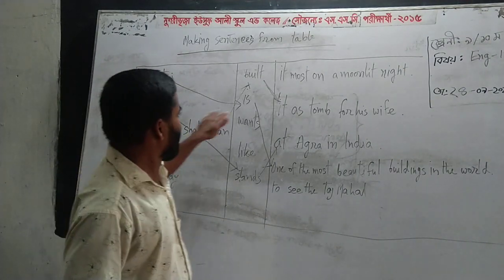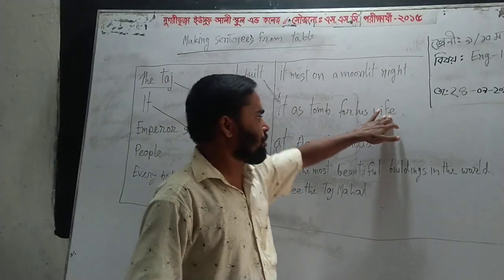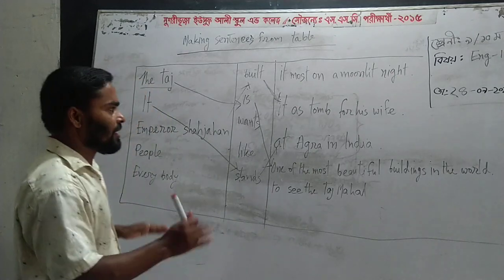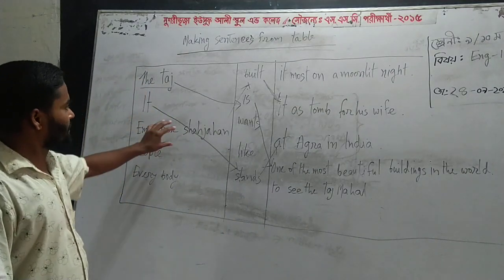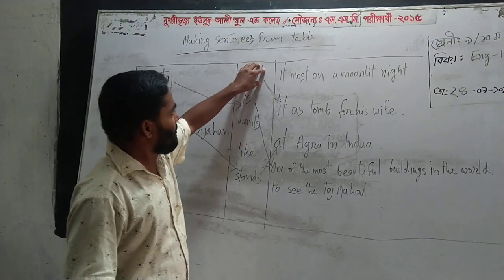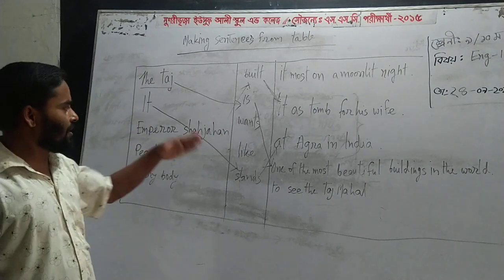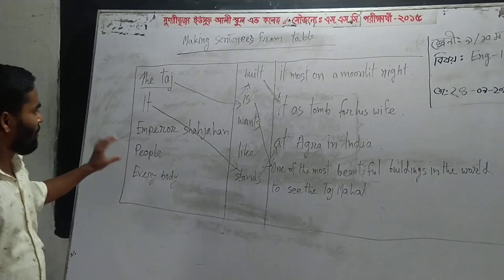Shah Jahan built this tomb for his wife. So it is also a meaningful sentence. This is the subject, this is the verb, and this is the object. So sentence number 3 has gone already. Now number 4.